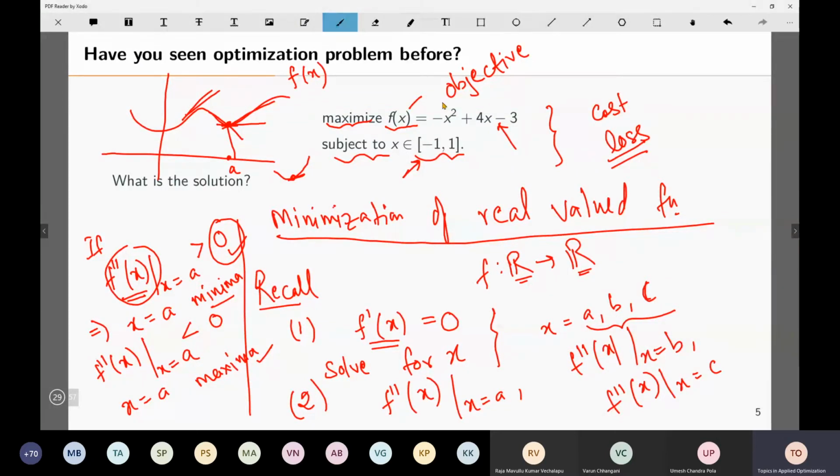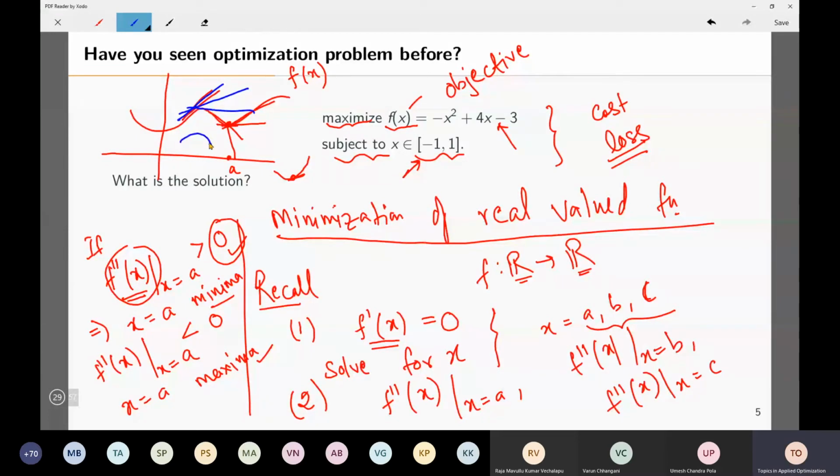Okay, and then tangent has this value, and then tangent has this value, and then tangent has this value, and so on. So in this case, the tangent is decreasing. So this is the decreasing.